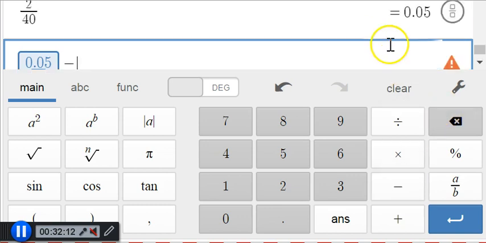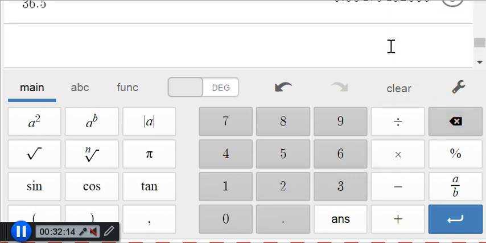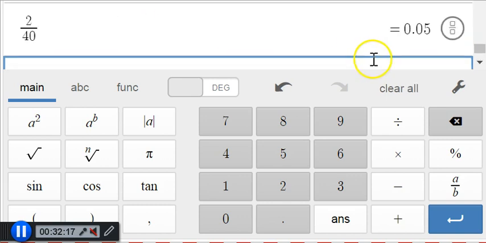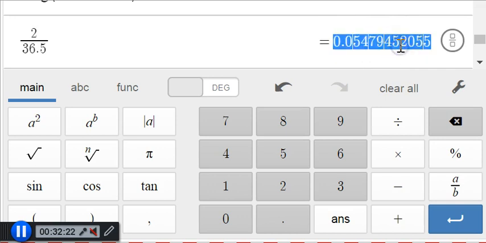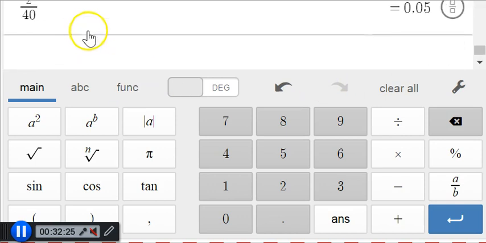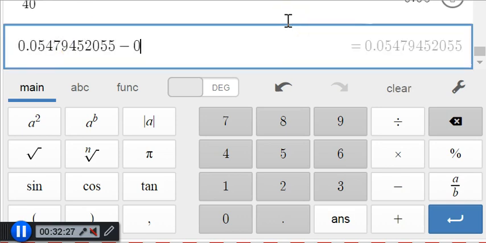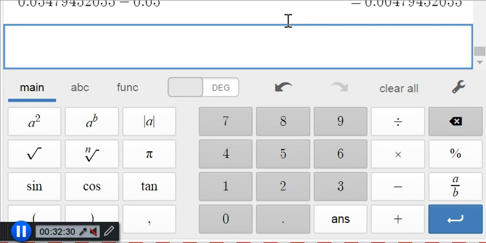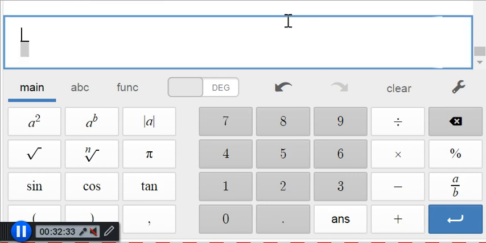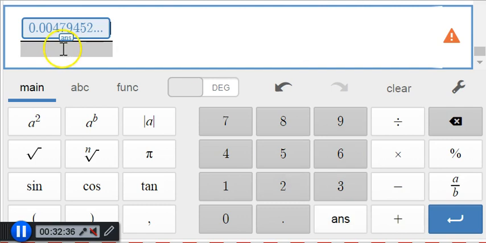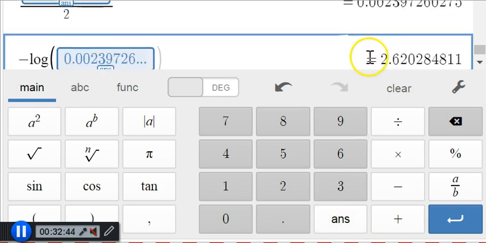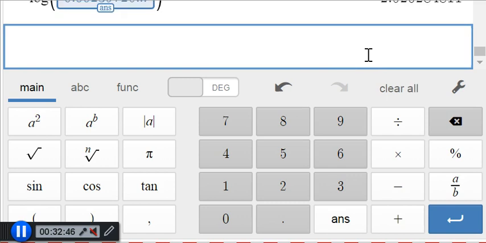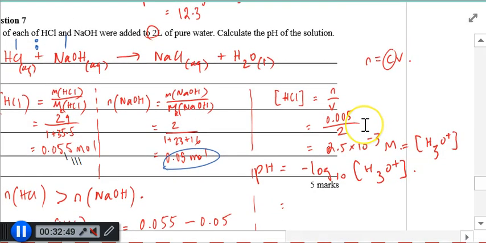minus, yeah, that's not my answer. I want this one. So how do I get this one down? Does it come down? And divide that by 2. And then negative log 10 of that. Gives me a pH of 2.6.